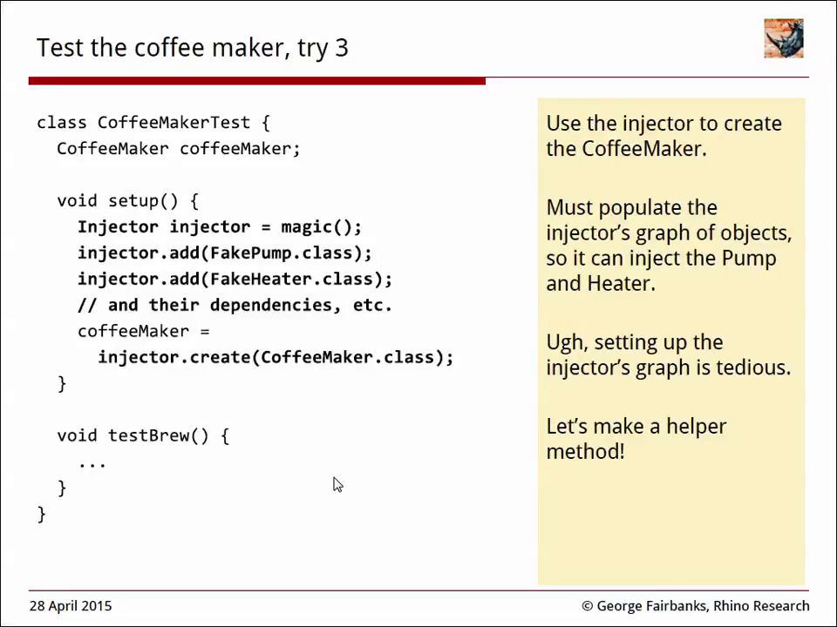Okay, so we're going to do the obvious thing, and we're going to create this injector, and I just called it magic there, you can see. But pretend that there's an injector that holds that stuff, and what we're going to do is add my fake pump, and my fake heater, and all the rest of the dependencies that I need, and hand them to the injector. So then when I ask for the coffee maker, I ask the injector, please create me a coffee maker, and it's going to inject all the dependencies and all their dependencies and so on until it has everything necessary, and then we've got a coffee maker. Okay, so you can see how the complexity is marching up here as we go, right?